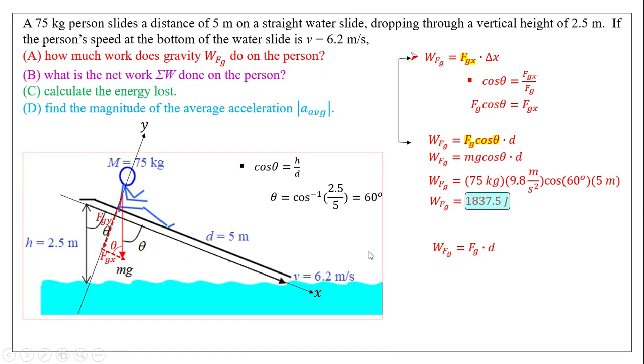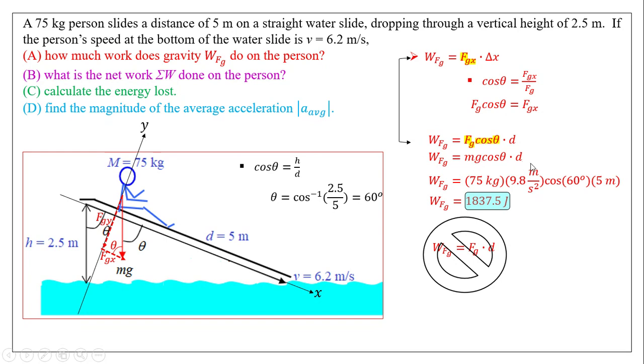So when you do work in physics, you have to make sure that you do the dot product, and these two things have to be parallel. Hence, earlier I used F_Gx, because F_Gx is parallel to delta x. So this is a big no-no. You cannot just take F_G times d just because it says find the work done by gravity. Make sure things are parallel.